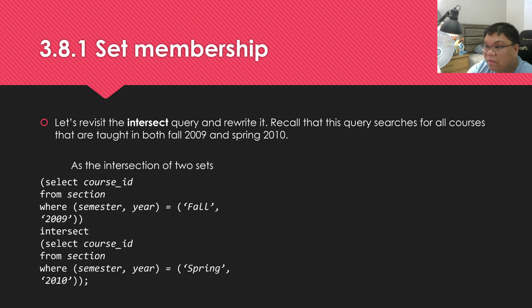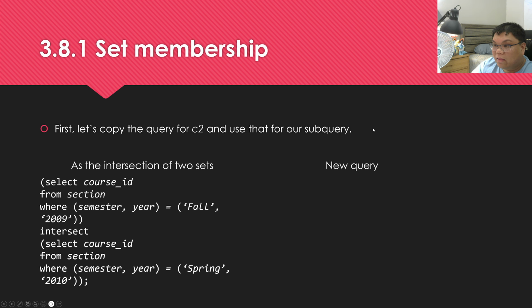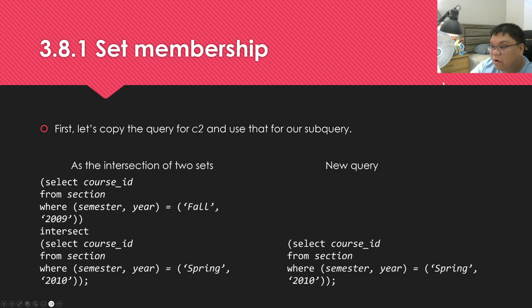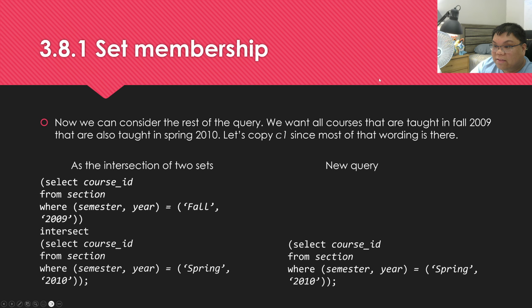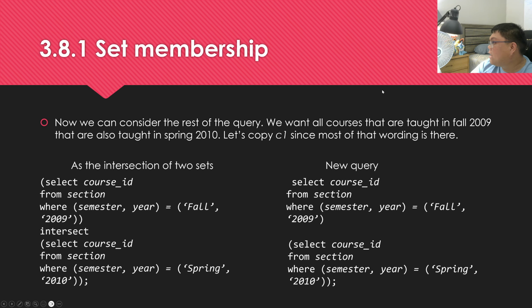So, this query is looking for courses that are taught in both fall 2009 and spring 2010. We can write it as the intersection of two sets, but there's another way to write it. Let's go through that step by step. First, let's copy the query for C2 and use that as part of our subquery. Now we can consider the rest of the query. We want all classes that are taught in fall 2009 that are also taught in spring 2010. Let's copy C1 since most of that wording is there.